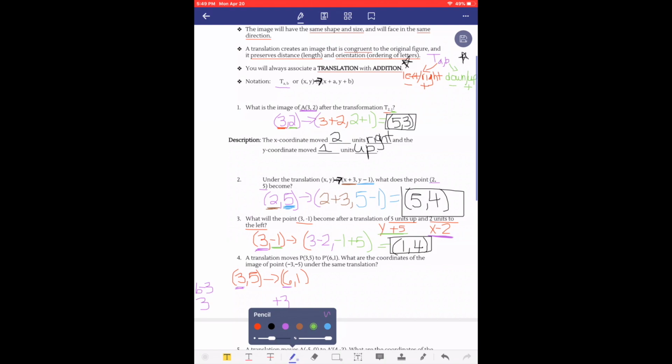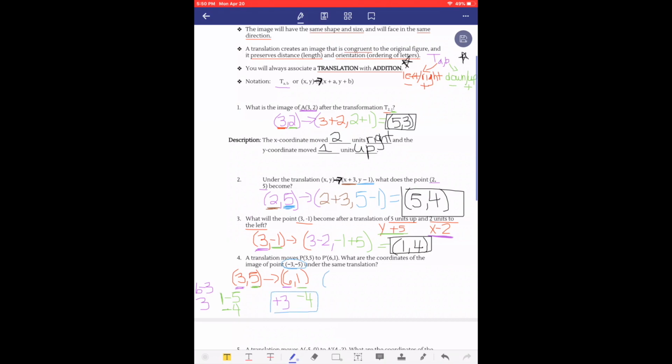Now looking at the y's, it was 5 and now it's 1. So we're going to do the same thing. We're going to take the new coordinate, which was 1, subtract the original, which was 5. 1 minus 5 is negative 4, which means I subtracted 4. To get from 5 to 1, I took away 4. Now, they're asking me what are the coordinates of the image of the point negative 3, 5 under the same translation. So negative 3, 5, I'm going to take this information here and plug that in.